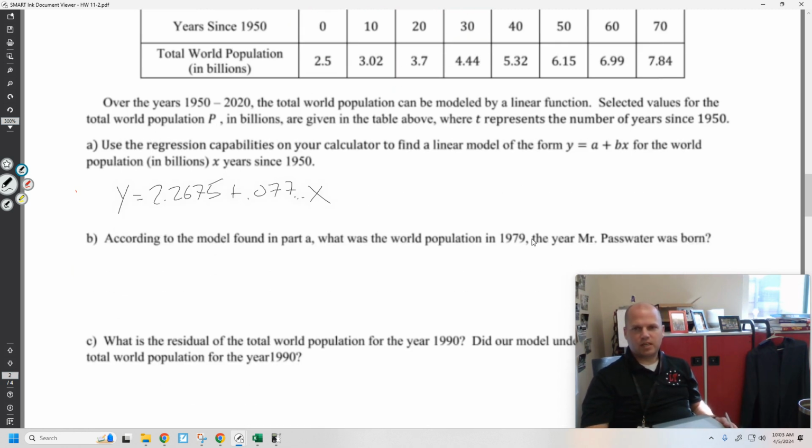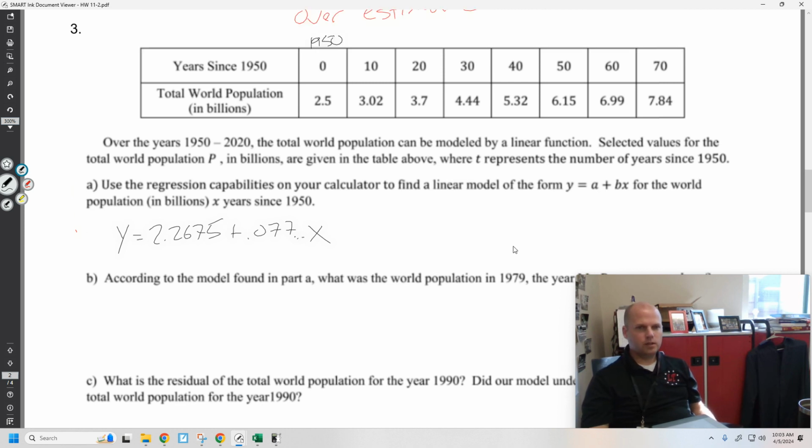Population of 1979. This dude, Mr. Passwater, is like a pre-calculus materials making machine. So he stole a lot of this stuff, because I'm tired of making stuff.